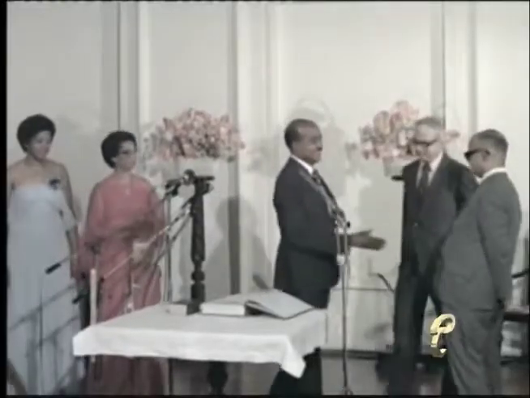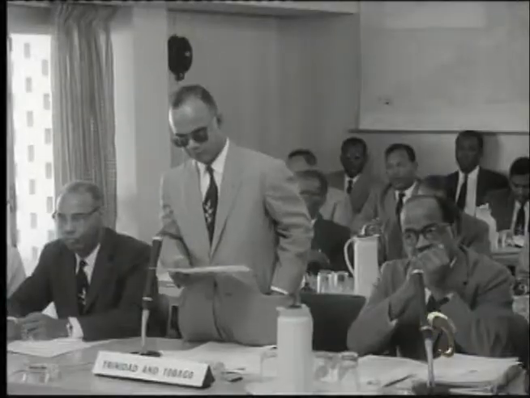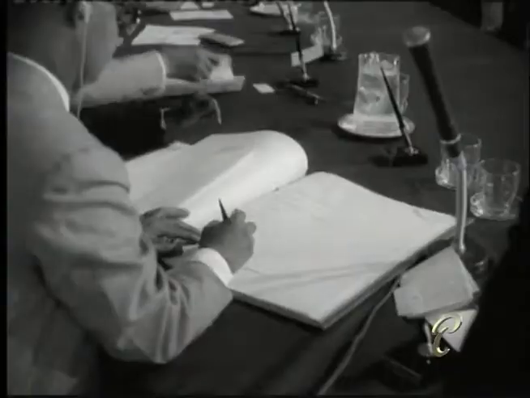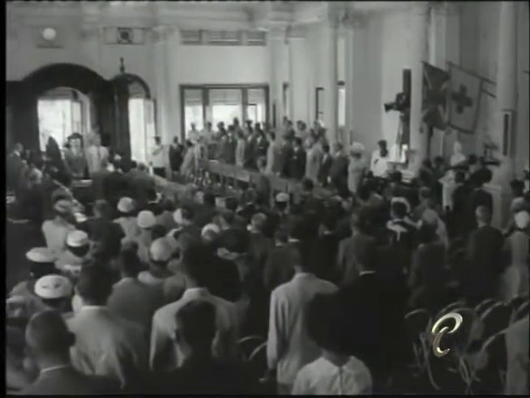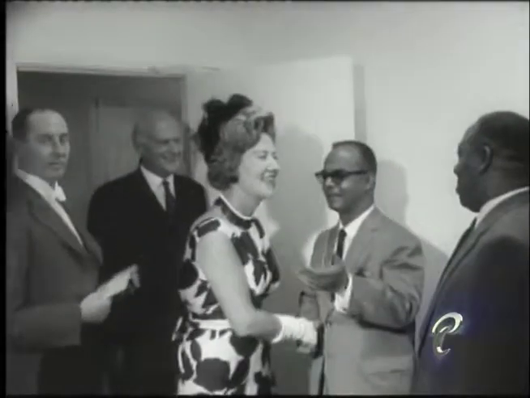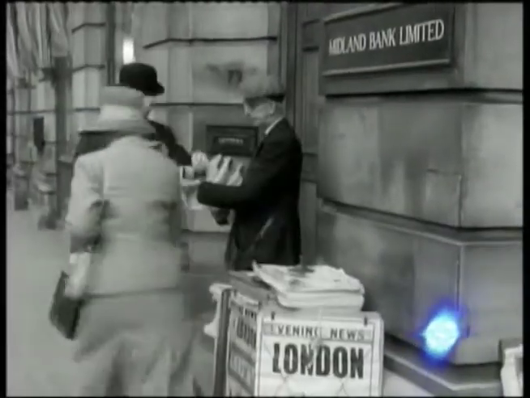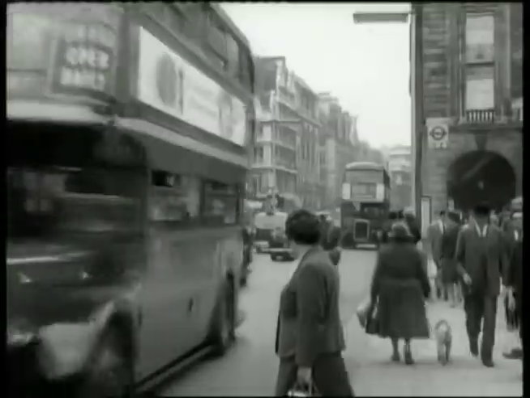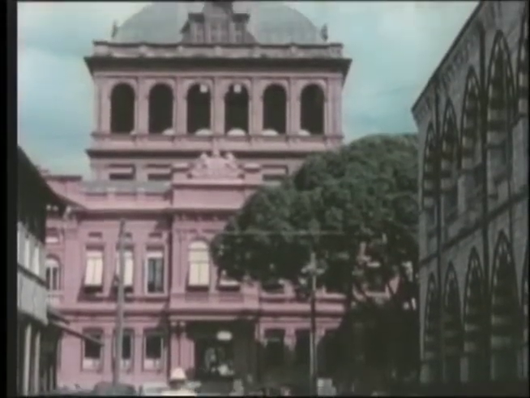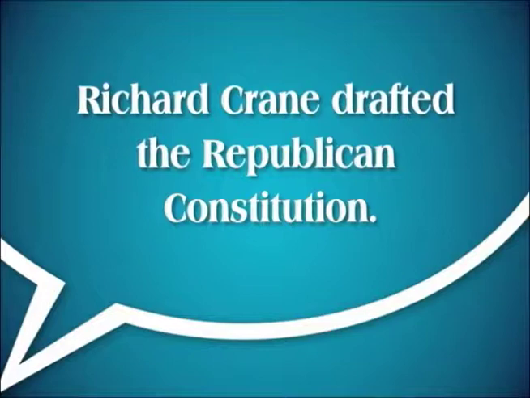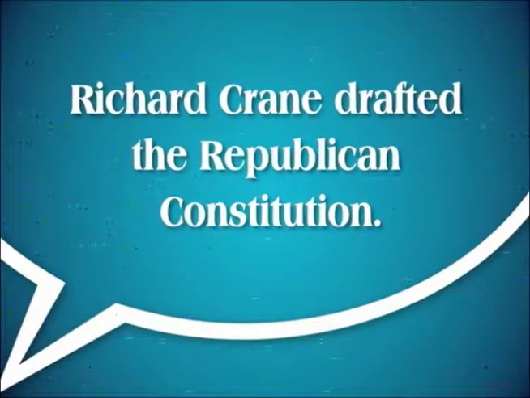According to the 1974 Wooding Report, the constitution under which Trinidad and Tobago achieved independence in 1962 was in all its essentials a written version of the constitutional arrangements evolved in the United Kingdom over many centuries. It is this 1962 constitution which remained in effect until 1976, when the existing Republican Constitution came into force. Richard Crane drafted the Republican Constitution.